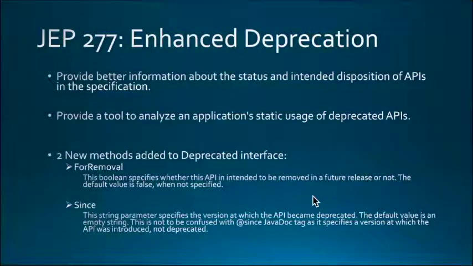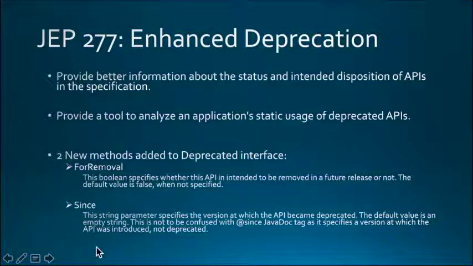So, enhanced deprecation. Along with the deprecation of the applet, they added two new methods for deprecating. You now have forRemoval, which is essentially to specify whether this API is intended to be removed in a future release or not. The default is false when it's not specified. So as of right now, the applet class is now set to forRemoval true.